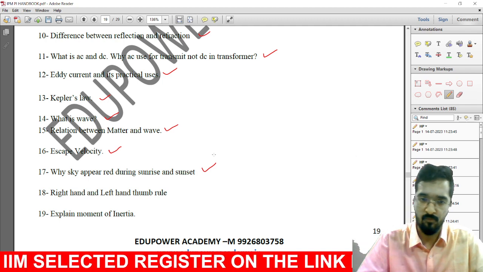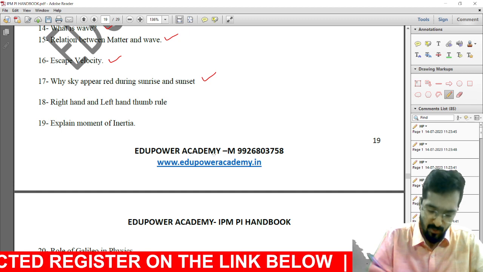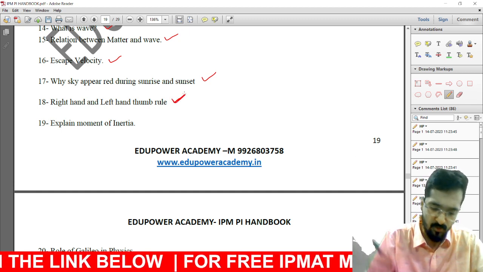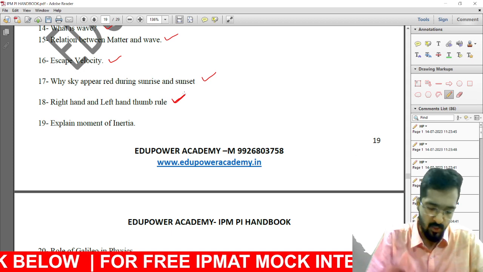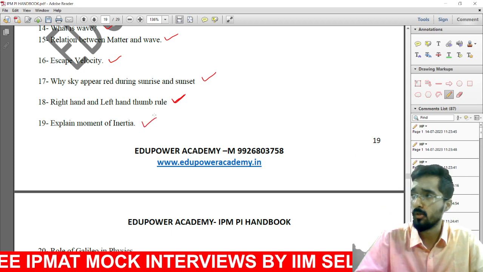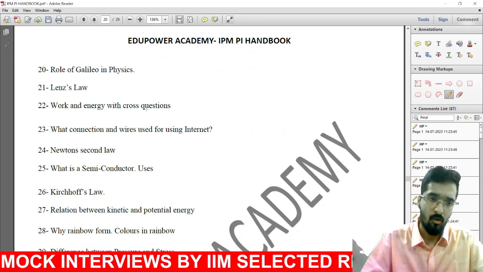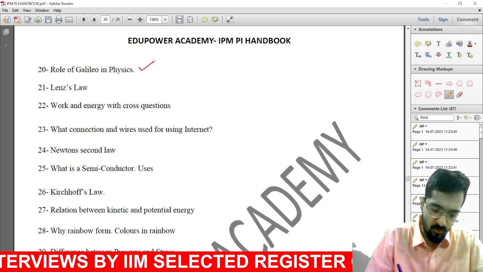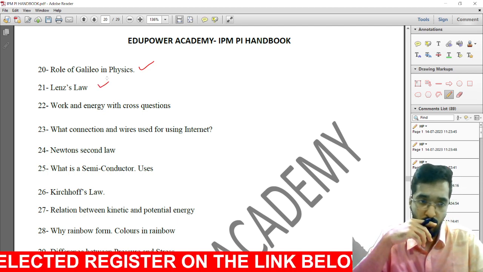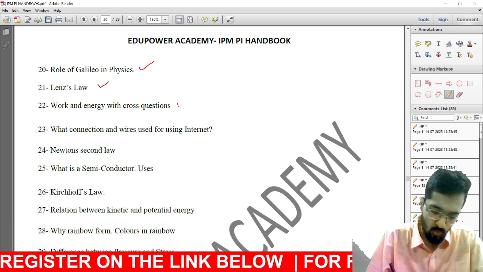Again light based questions. Right hand and left hand thumb rule. This is there in magnetism. Explain moment of inertia. It is there in Newton's first law of motion. Role of Galileo in physics. Lenz's law. Work and energy with cross questions.